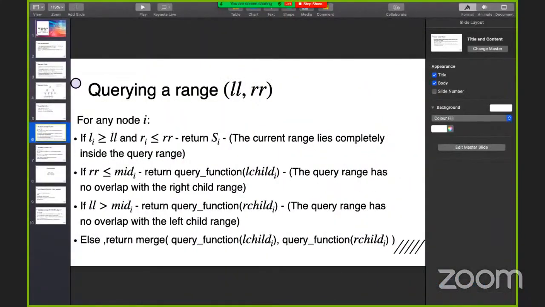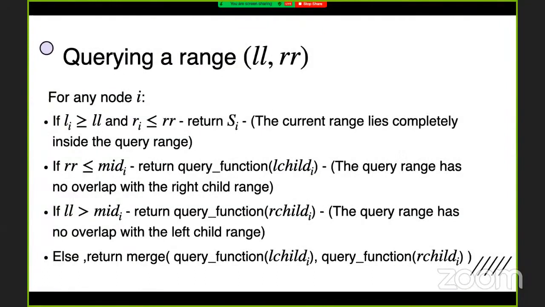Back to the presentation. So if Li is greater than or equal to LL and Ri is less than or equal to RR, which means that the range of the node that we're on, Li and Ri, lies completely inside the query range, and let's say we're doing sum, then obviously that range needs to be added to the answer. Those elements will be part of the sum. So we can just return Si for that node.